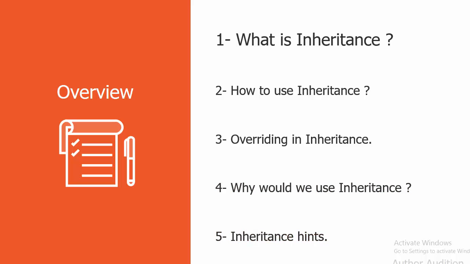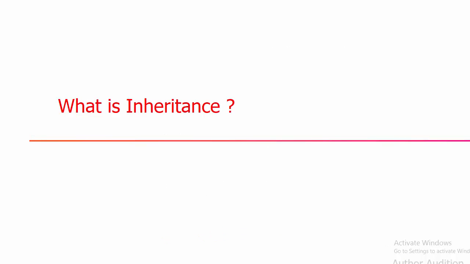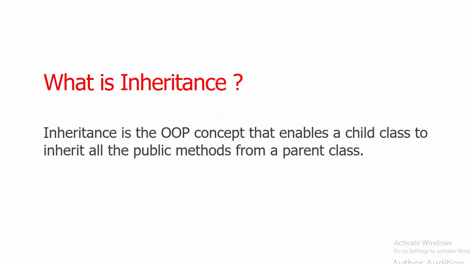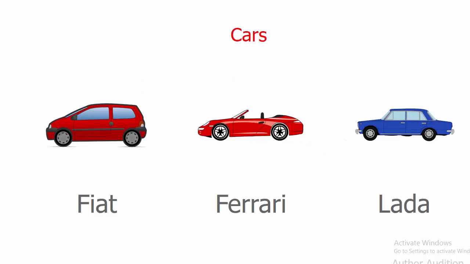Okay, first of all, what is inheritance? Simply, inheritance is the object-oriented concept that enables a child class or a subclass to inherit all the public methods from a parent class or a superclass. Straightforward, but I'm pretty sure you didn't get it, so it would be better to take an example.